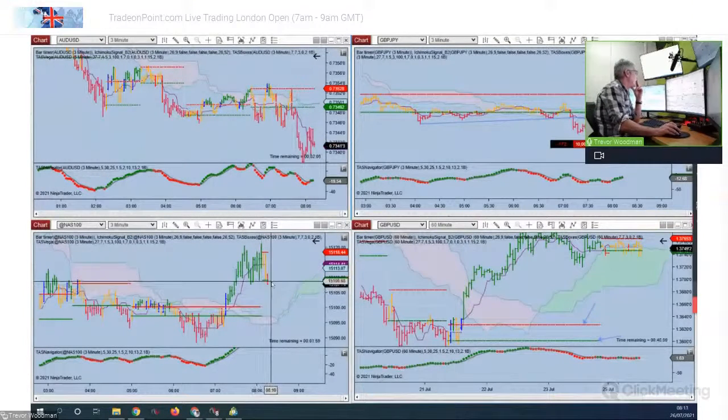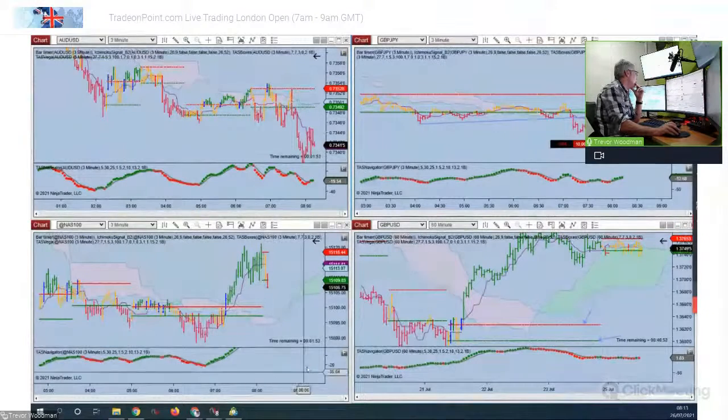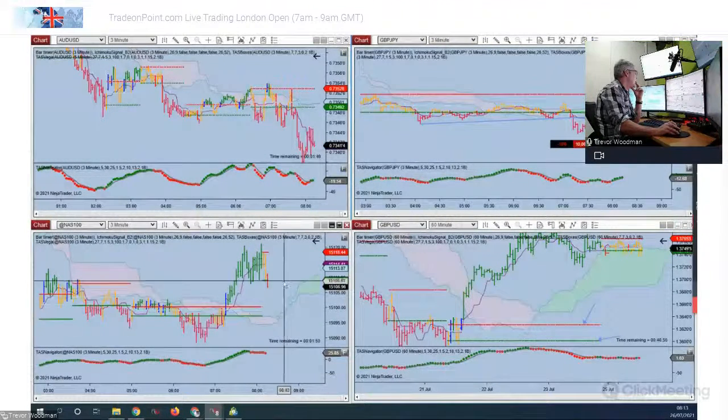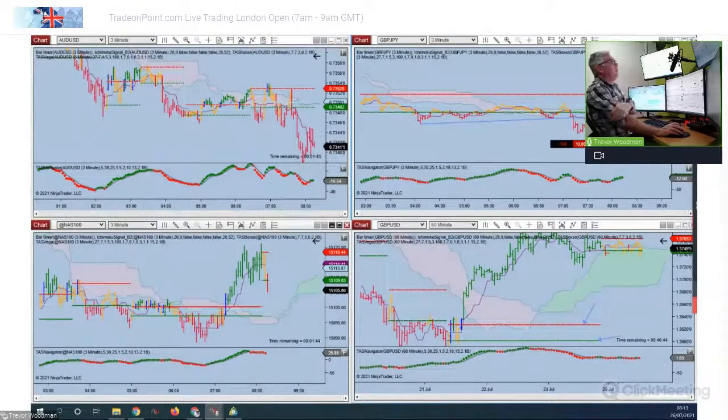So the Nasdaq's trying to short, we're still above the cloud. That's what we're doing here. So I'm going to take a trade on the Nasdaq. That'll be my final trade for tonight, and then I'm just going to let them run. Let's have a look at what we're doing.